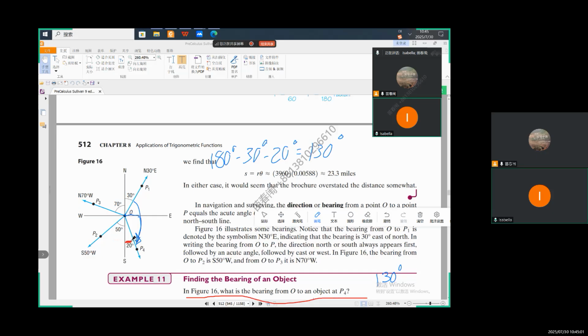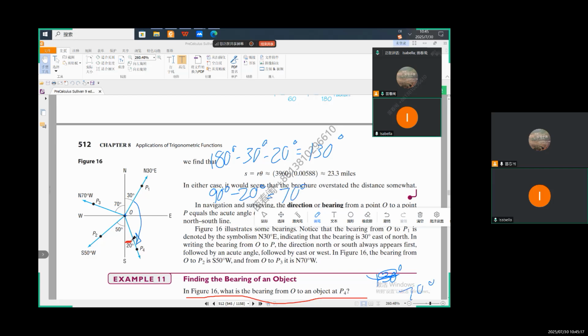Oh wait, oops, it's not P1 to P4. Sorry, my mistake. Okay, so it's not 130 degrees after all. Well, it's still easy enough. 90 degrees minus 20 degrees equals 70 degrees.